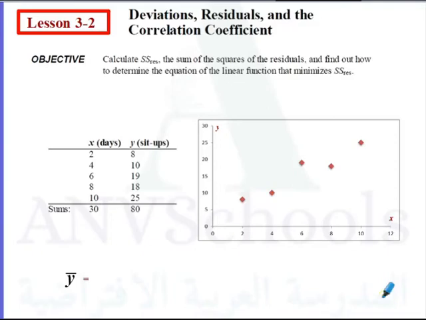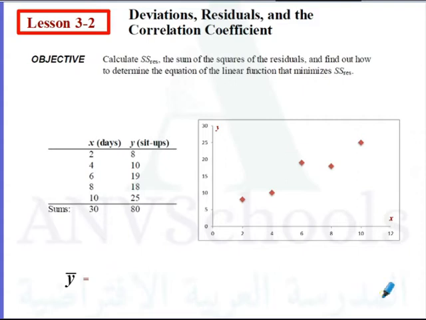Welcome to Lesson 3-2, Deviations, Residuals and the Correlation Coefficients. So the objective of this lesson is to calculate the sum of the squares of the residuals, S res, and find out how to determine the equation of the line or the linear function that minimizes S res.